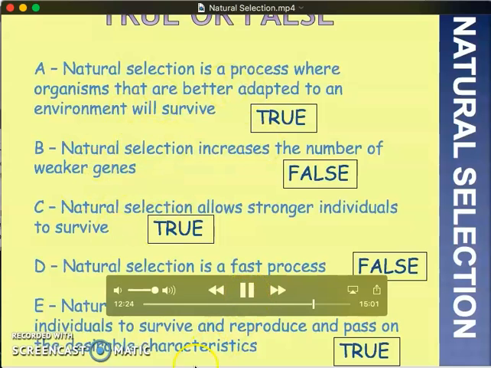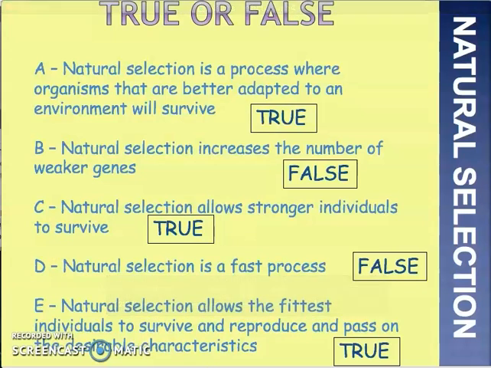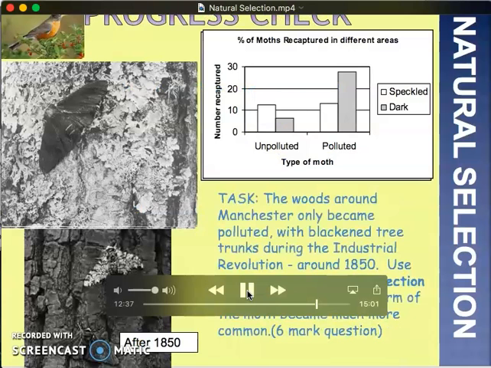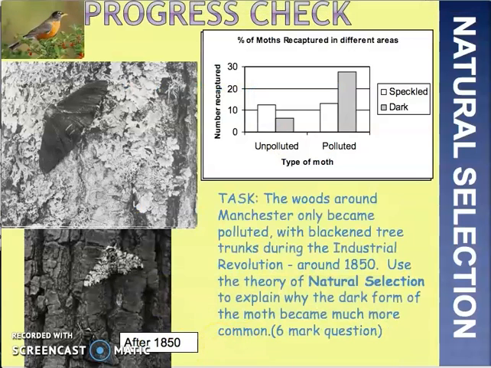We are now going to move on to the last part, which is another little progress check, another little opportunity for you to apply your knowledge of natural selection to an exam question. The woods around Manchester only became polluted with blackened tree trunks during the Industrial Revolution around 1850. Use the theory of natural selection to explain why the dark form of the moth became much more common.